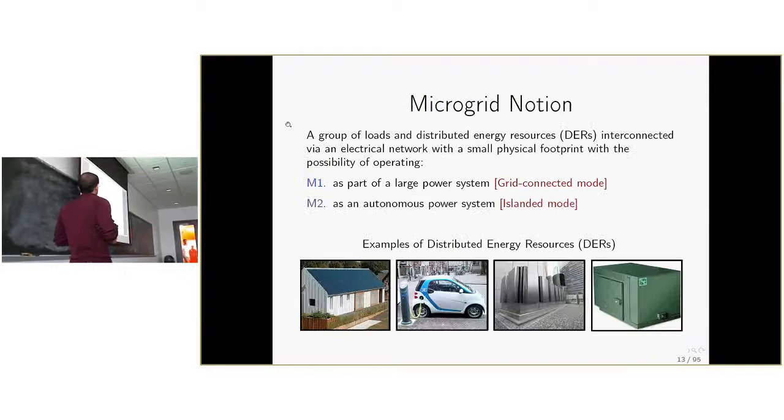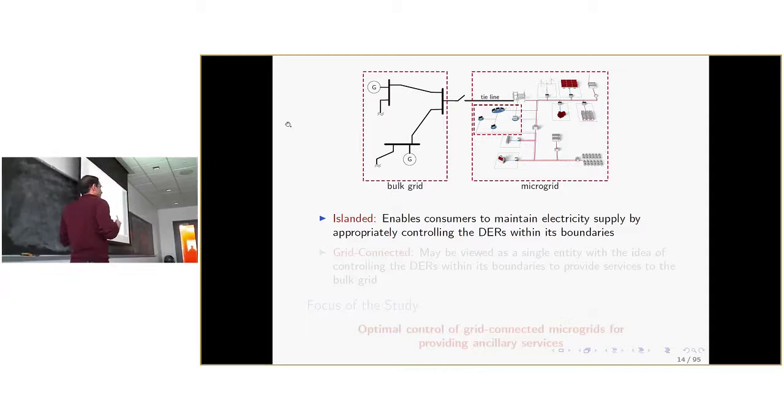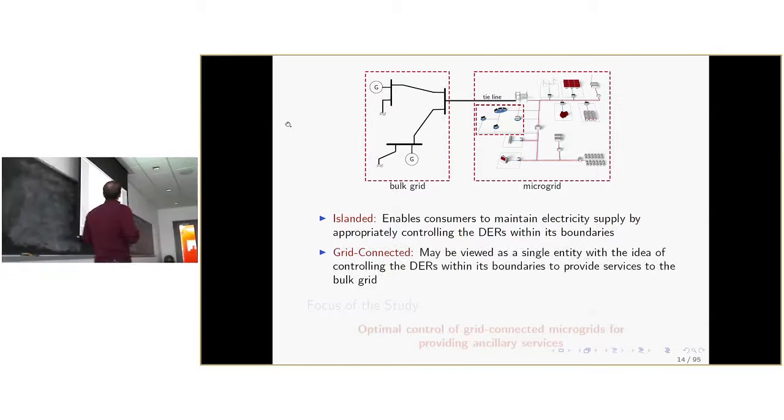So, microgrids. We have microgrids today: a group of loads and distributed energy resources connected via an electrical network. Microgrids can operate in islanded mode or grid-connected mode. In islanded mode, the microgrid operator is responsible for maintaining the balance between demand and supply. However, in grid-connected mode, the microgrid can be seen as a controllable entity connected to the grid, and it can provide different kinds of services to the bulk power system. The focus of this study is optimal control of grid-connected microgrids for providing ancillary services, in particular frequency regulation services to the grid.